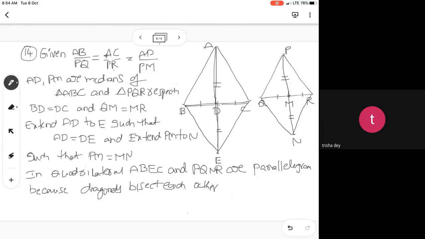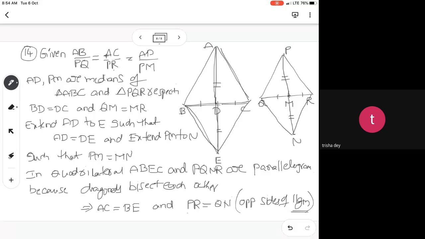whenever it becomes a parallelogram, AC will be equal to BE, opposite sides. This implies AC will be equal to BE, and PR will be equal to QN, opposite sides of a parallelogram. The double L is a short form of writing parallelogram, but you don't write that in your notebook. This is parallelogram. As there is no space here where I am writing, I am using this one, but you don't write it. So now here, what to do?